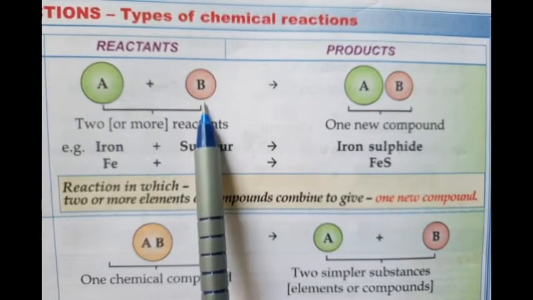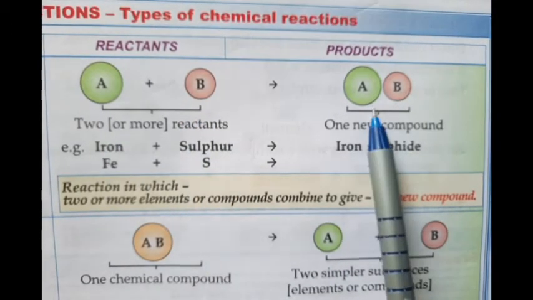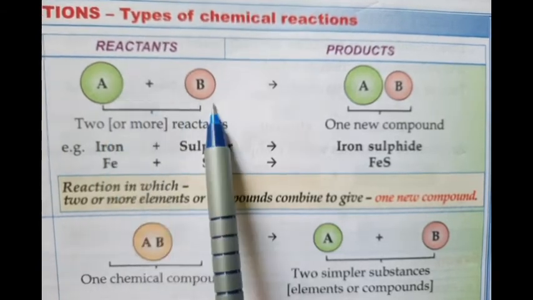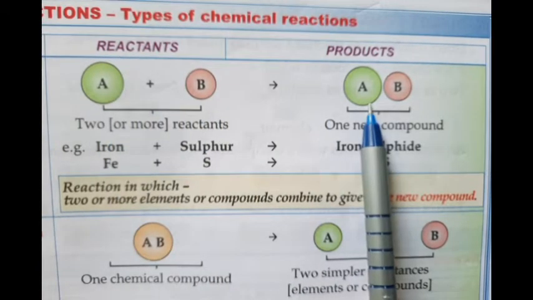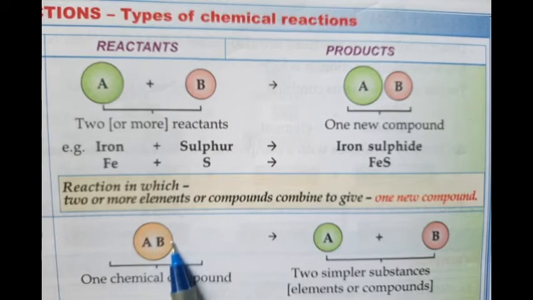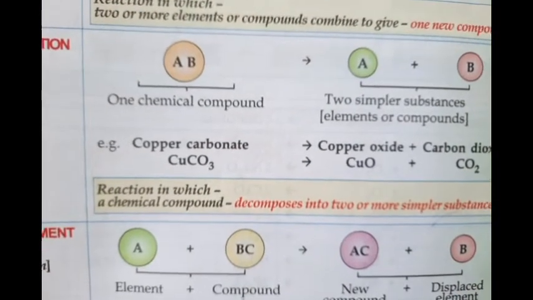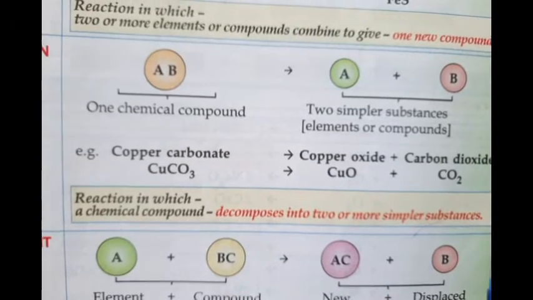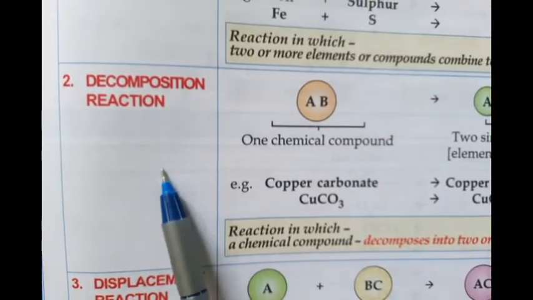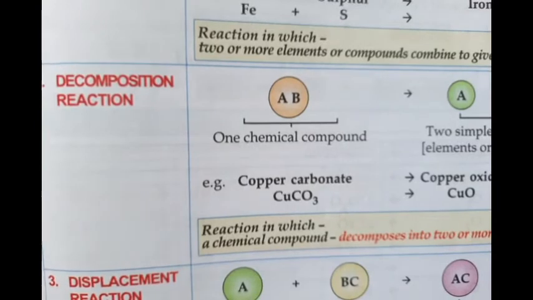And if you see, it is just the opposite of your combination. Here AB is the reactant, here A plus B is the product, whereas in combination AB is the product. So two or more combining to give you a single new product is combination, whereas a single compound breaking to give you two or more substances is decomposition. So here also you will remember the definition of decomposition reaction, and you will write it down in your copy also.